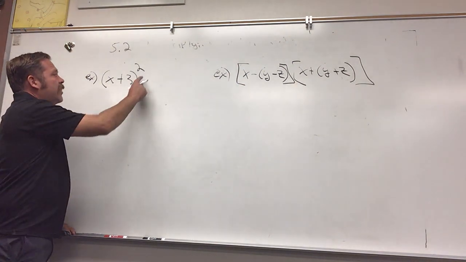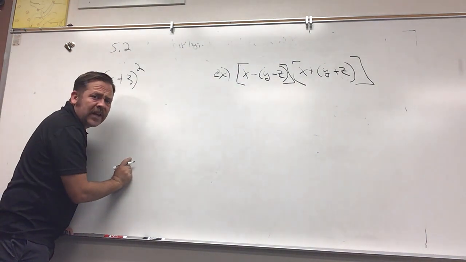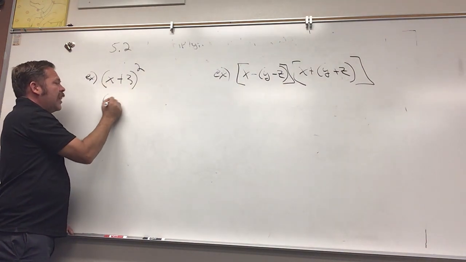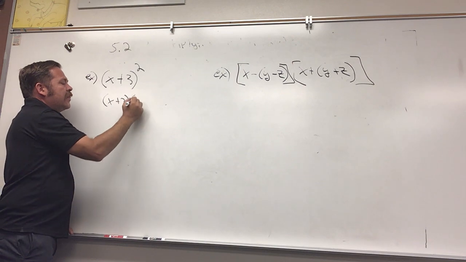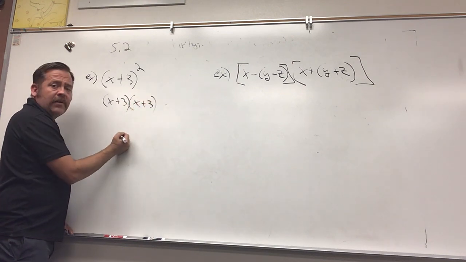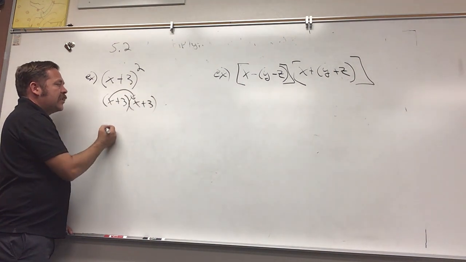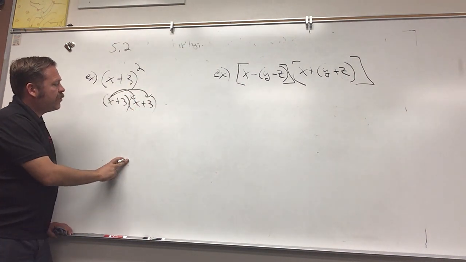To square something means to multiply it by itself, right? So to square x plus 3, you have to do x plus 3 times x plus 3, right? And then you gotta do x times x and x times 3.